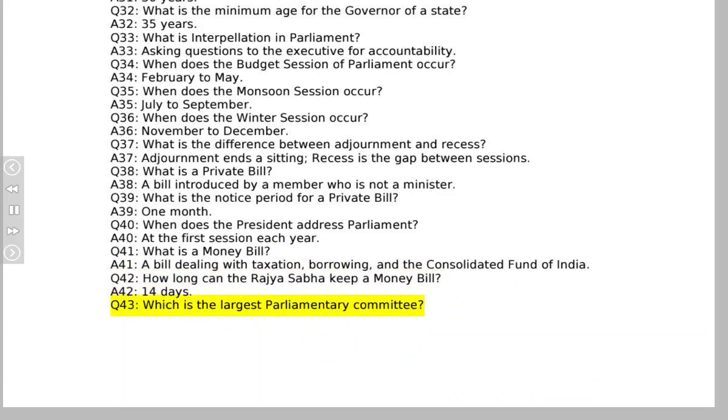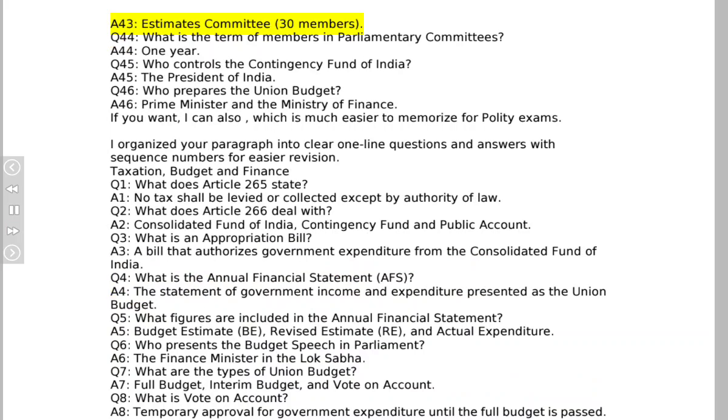14 days. Q43. Which is the largest parliamentary committee? A43. Estimates committee, 30 members. Q44. What is the term of members in parliamentary committees? A44. 1 year. Q45. Who controls the contingency fund of India? A45. The President of India.